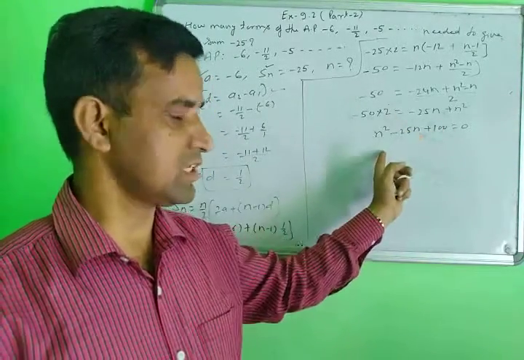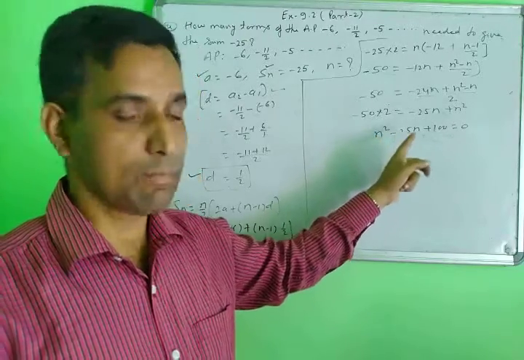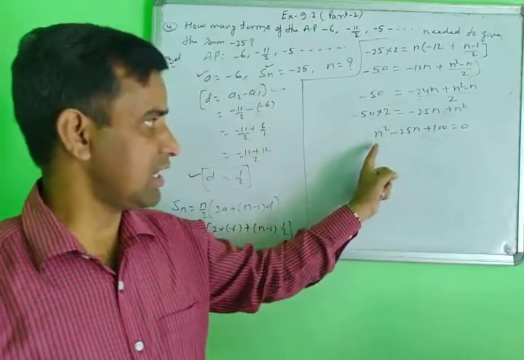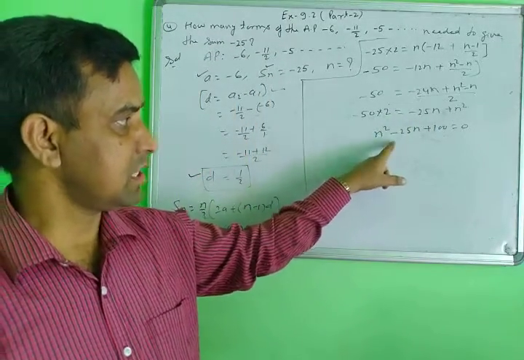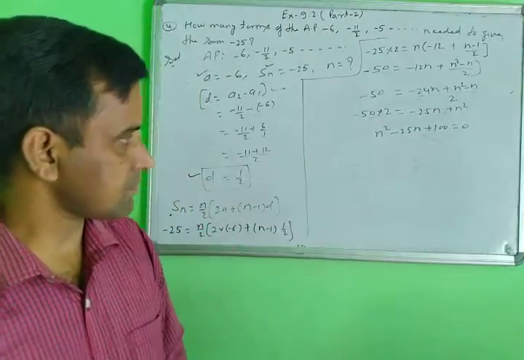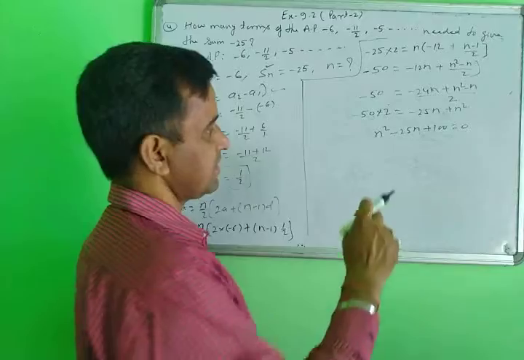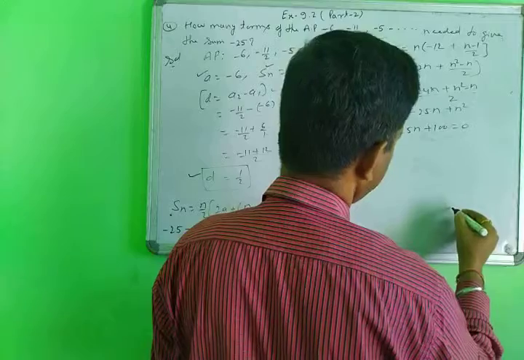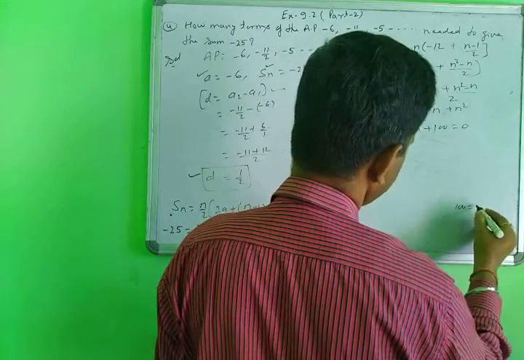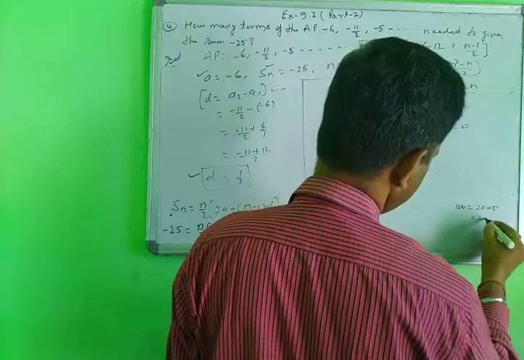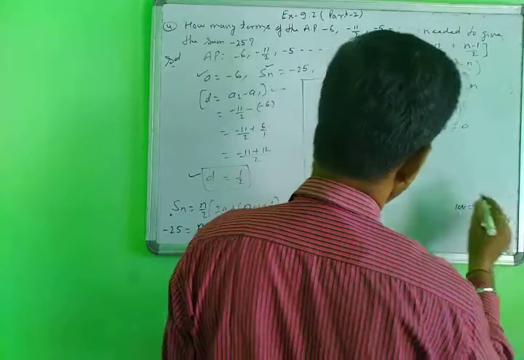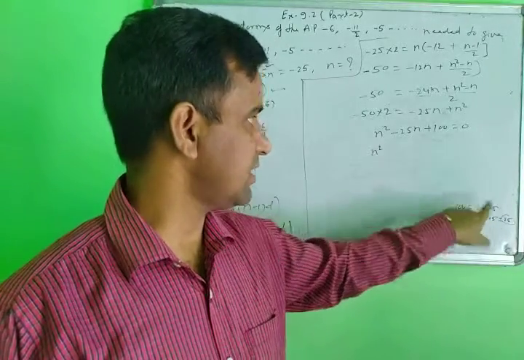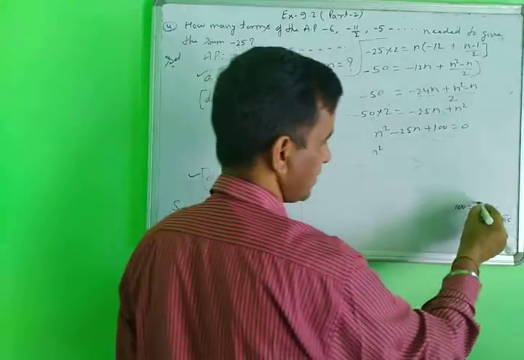This equation is a quadratic equation, and you can break it down with the help of splitting the middle term. Then you find the value of n. First of all, you make the factors of 100 for n square. What are the factors of 100? 20 and 5: when you multiply 20 into 5, the result is 100, and when adding 20 and 5, the result is 25. Yes, these are the factors, 20 and 5.